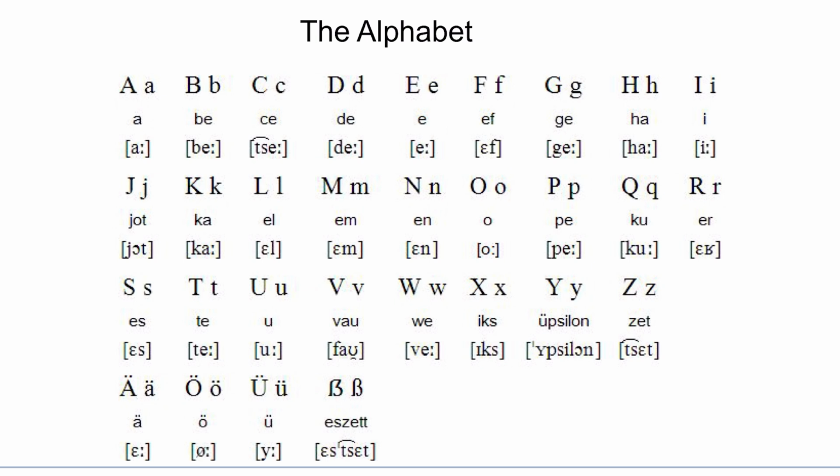So for the letter A in English, in German it is A. A. B is B. B. C is C. C. D is D. D. E is A. A. F is F. F.